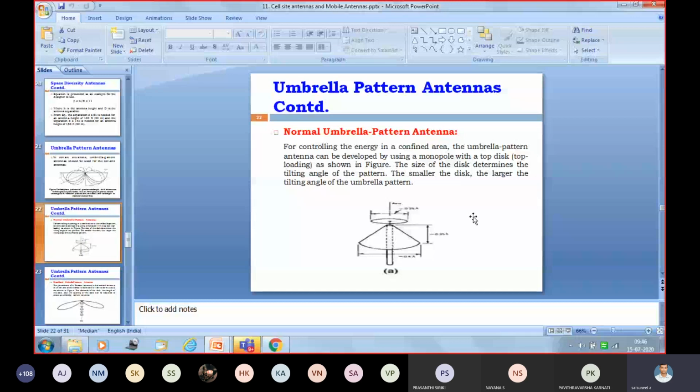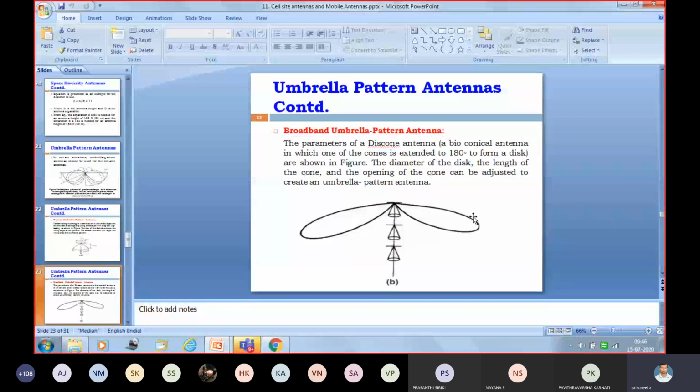Normal. The second one is broadband. Broadband is nothing but more bandwidth. For more bandwidth, we have to use more umbrella type antennas. One by one, see this one. The number of umbrella antennas can be increased. That is about broadband.